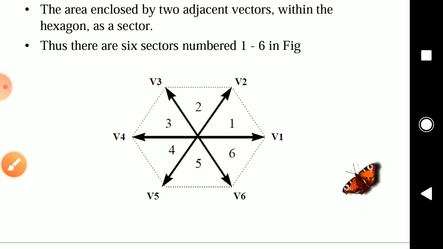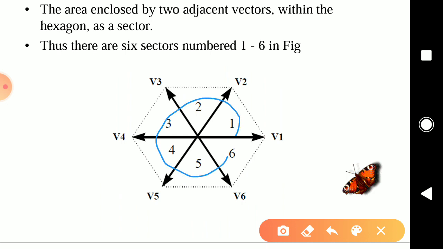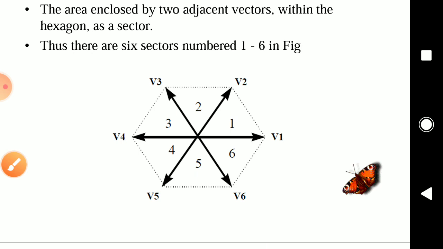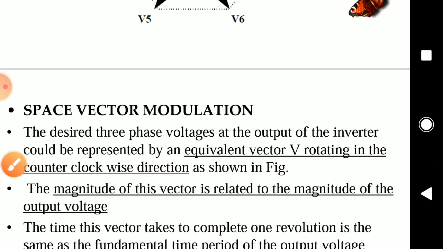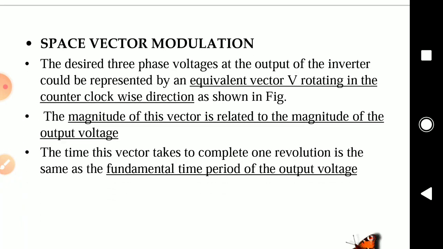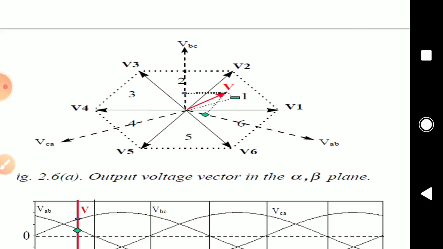Now, we mentioned that space vector modulation is a technique where you rotate a phasor in the anti-clockwise direction. So here you can see our phasor will be rotating in this particular direction, and when it completes one rotation, you will be obtaining one full cycle of a 3-phase voltage.